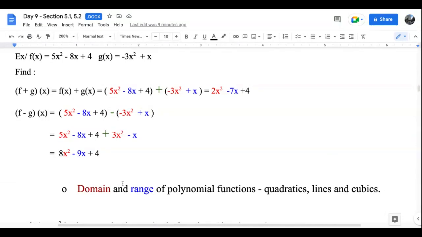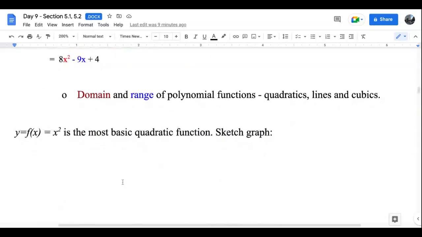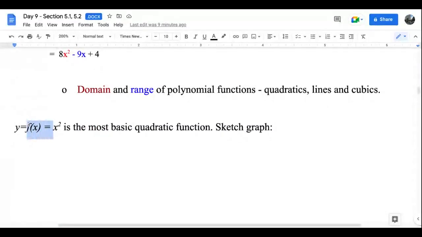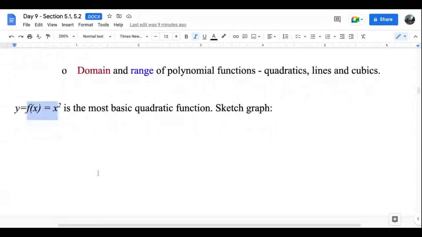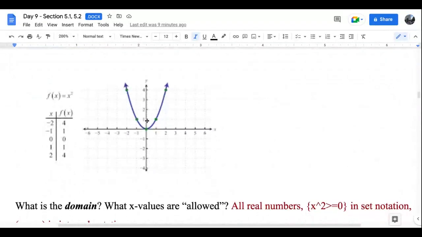Okay, if anyone has any question, feel free to stop me at any moment. F of x equals x squared is the most basic quadratic function, right? If we sketch the graph, we give a couple of values of x, then we get f of x values. We get some points. With some points, we can draw this graph, symmetric to the y-axis.